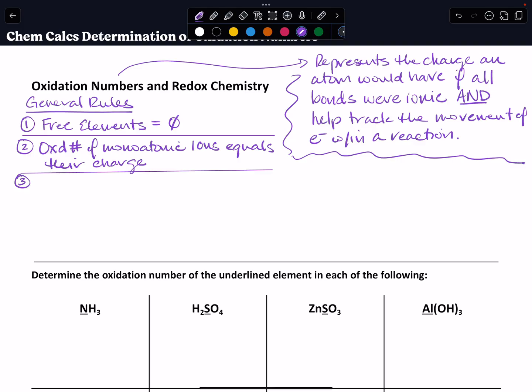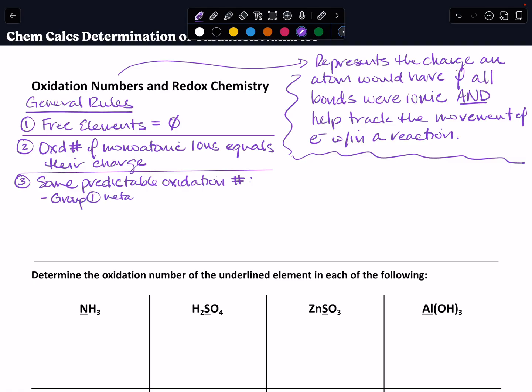All right. Now, in addition to these two rules, there are what we call predictable oxidation numbers. Now, this list is going to be right almost all the time, but there are going to be some exceptions. We do not run up against those exceptions very often in AP chemistry, but I don't want you to assume that these are always going to be the case.